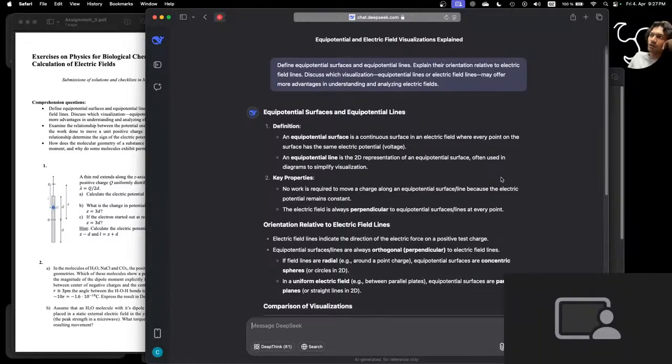No work is required to move a charge along an equipotential surface because the electric potential remains constant. Interesting, okay. The electric field is always perpendicular to the equipotential surface at every point. So the electric field.